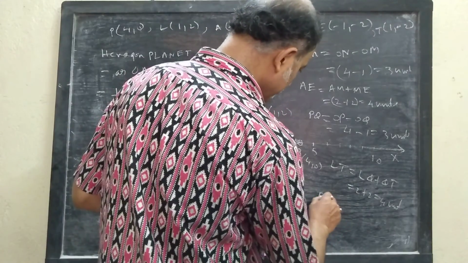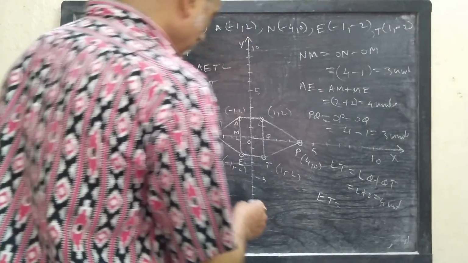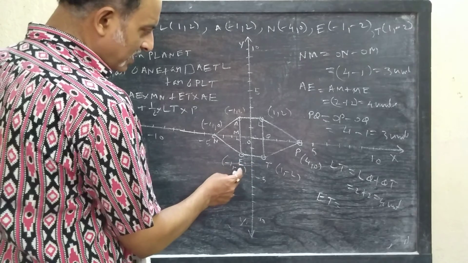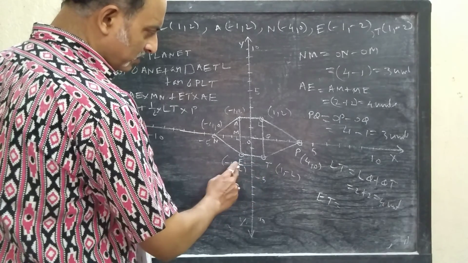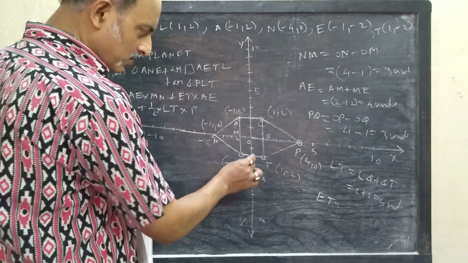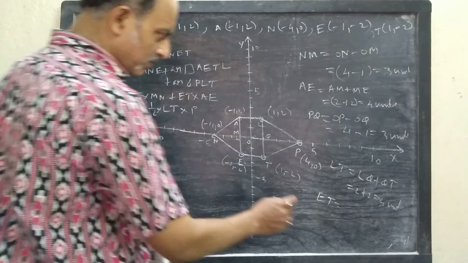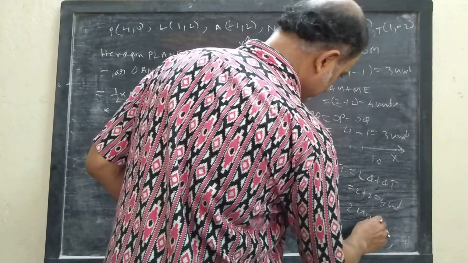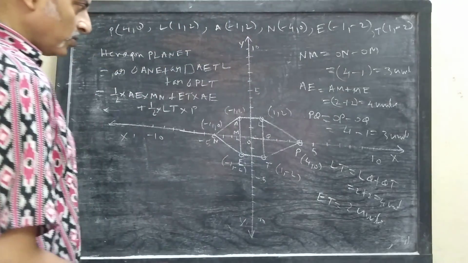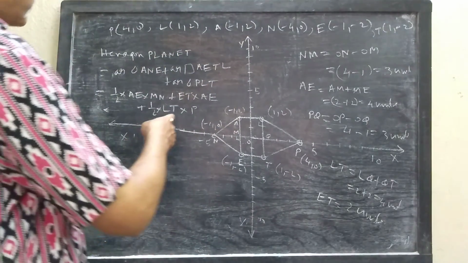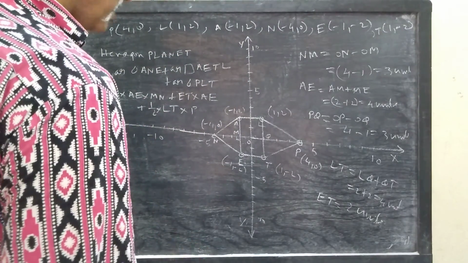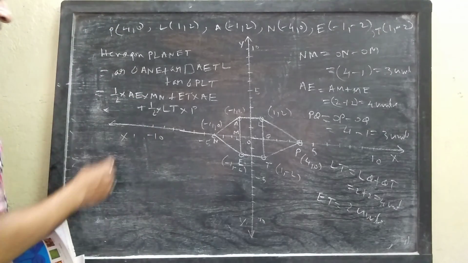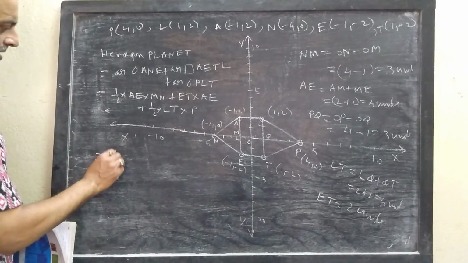We have to calculate ET and AE. What is ET? Look, the x-coordinate of the point E is minus 1, that of T is 1. So minus 1 plus 1. So you can consider this as 1 unit, this is 1 unit. So 2 units. ET is 2 units, and AE we have already found. AE is 4 units. So just put it here.